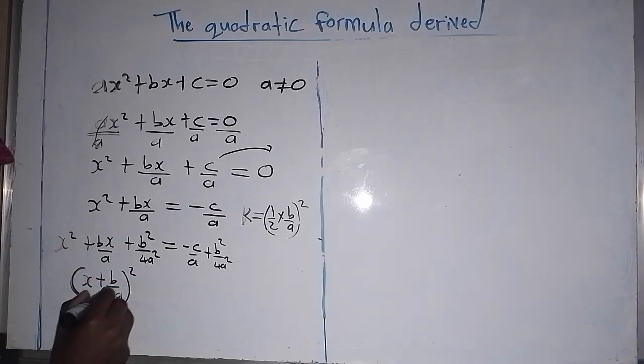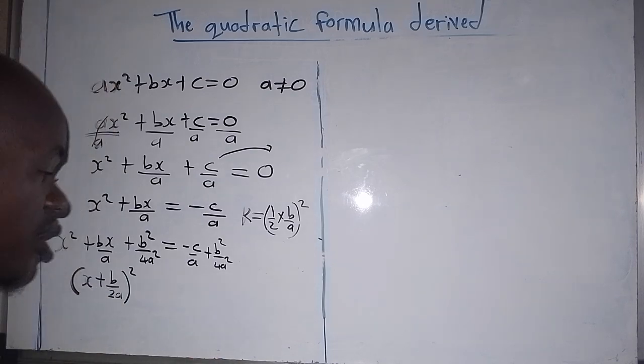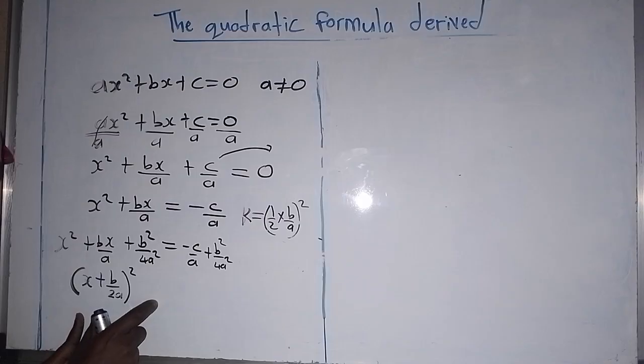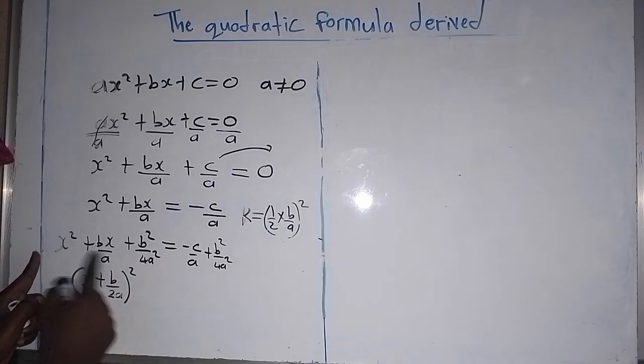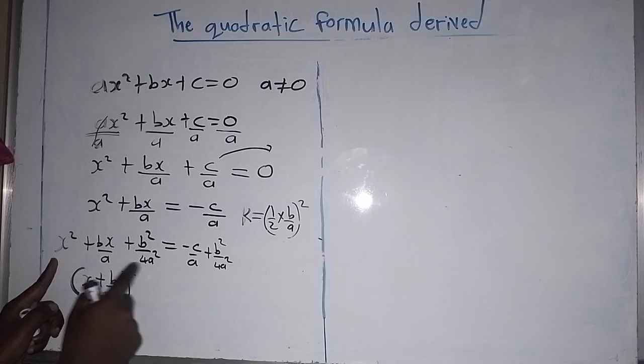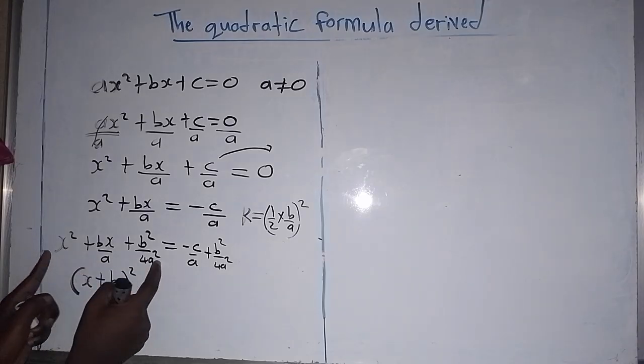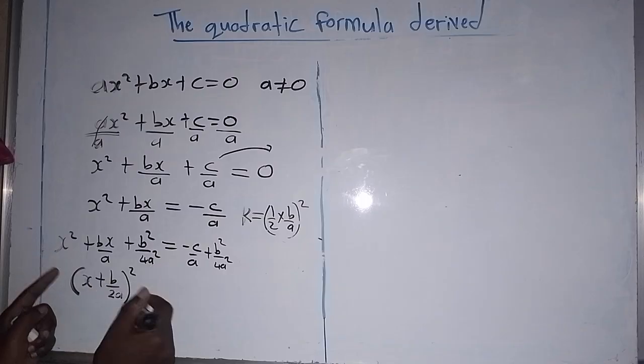Then you square this. Okay. Now, in case you may miss the concept, when you expand and simplify (x plus b over 2a) to the power 2, you are going to get this expression from here, from x squared plus bx over a up to here. This expression actually represents the whole of this which is here.